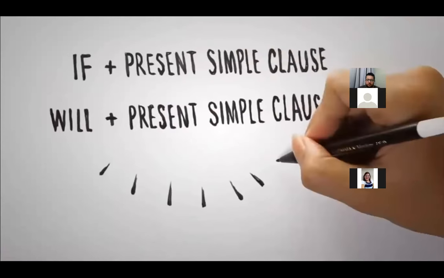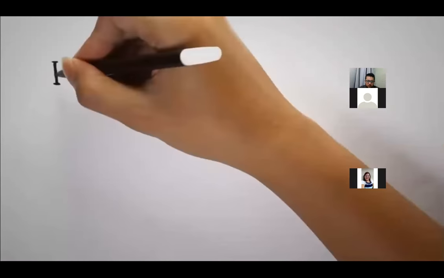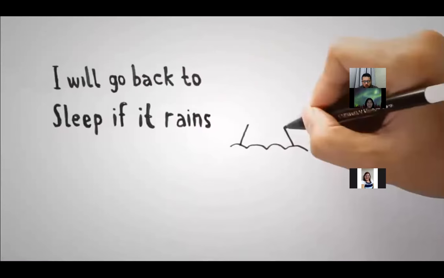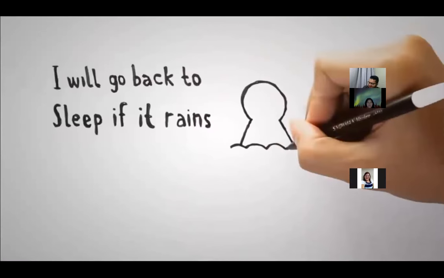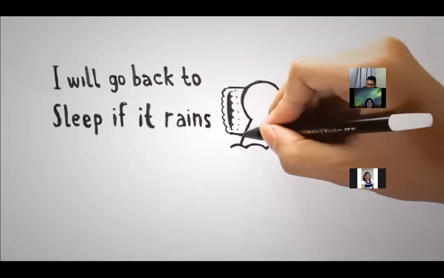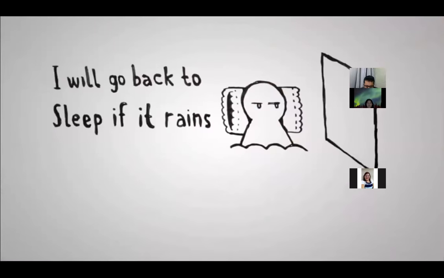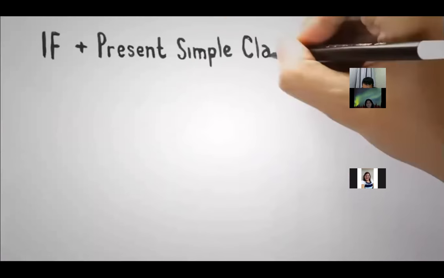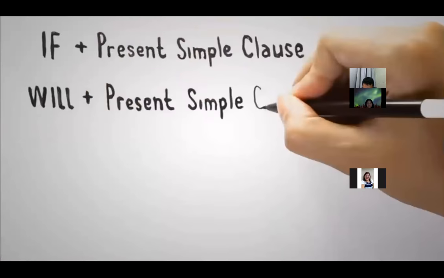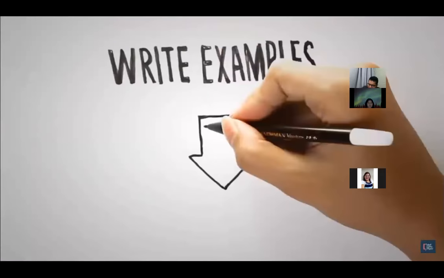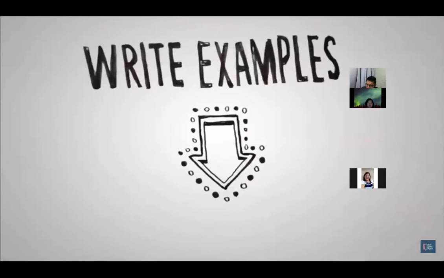Now for another example. So, you just woke up, and looking outside the window, you see grey clouds. You say to yourself, if it rains, I'll go back to sleep. Or, you can also say, I will go back to sleep if it rains. Is this situation possible? Yes. Will this situation happen 100%? No. So, that's pretty much what a first conditional is. It's to talk about things that have a high chance of happening. Now, you try and make a first conditional sentence in the comment section below, and we'll see if you're correct.